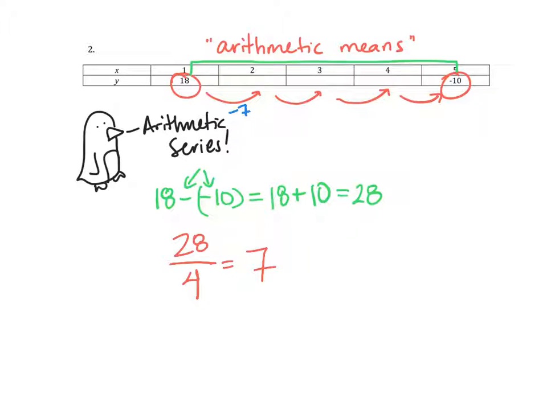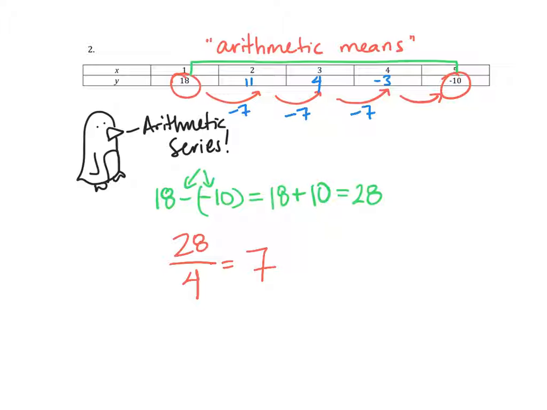So 18 minus 7 is what? 11. Good. 11 minus 7, that's our common difference. Same thing. 11 minus 7 is 4. Hooray! And then we're going to do 4 minus 7 again, because it's our common difference. So 4 minus 7 is negative 3.